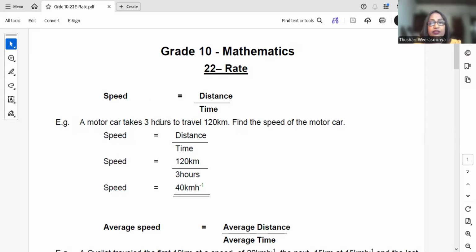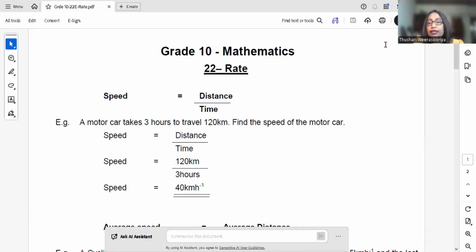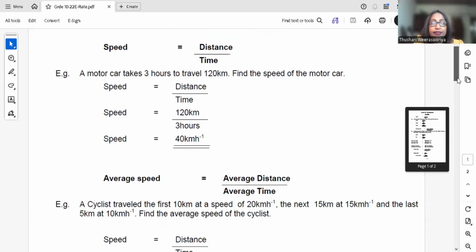A motor car takes 3 hours to travel 120 kilometers. Find the speed of the motor car. Distance divided by time. Distance is 120 kilometers, time is 3 hours. When you divide kilometers by hours, you get kilometers per hour. That is 40 kilometers per hour. That is the speed. Now we'll see how to find average speed. Normally, that's how you find the speed.